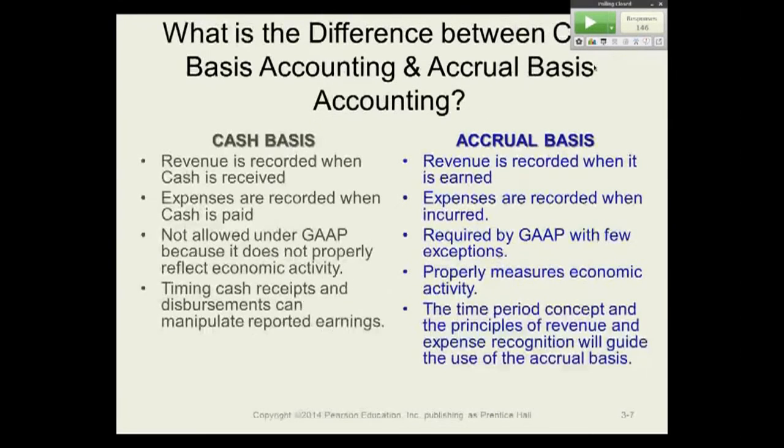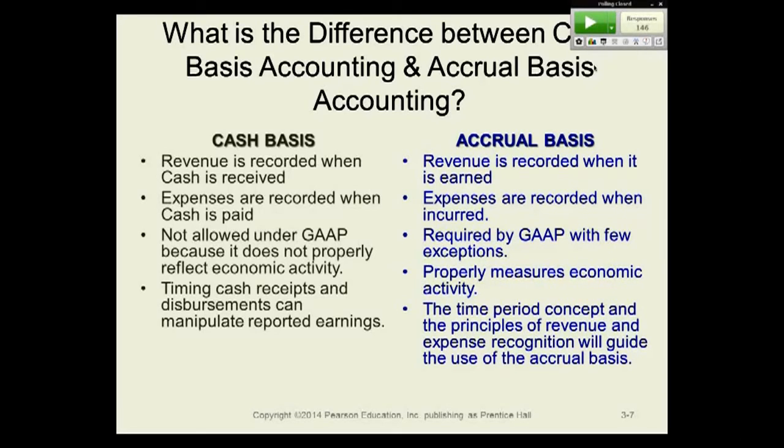So to summarize, this is a good page for summary. It tells you that, again, we want to record revenue under the accrual basis. That's the way it should be. So if you go to your right, recognize revenue when it's earned, recognize expenses when they're incurred. In fact, we're going to look at some principles in just a minute of revenue and expense recognition. And then, of course, GAAP requires that you use an accrual basis. There are a couple of exceptions that you'll see somewhere in practice, but for our purposes, it's the accrual basis. It will measure economic activity, and that's why we have to use it.